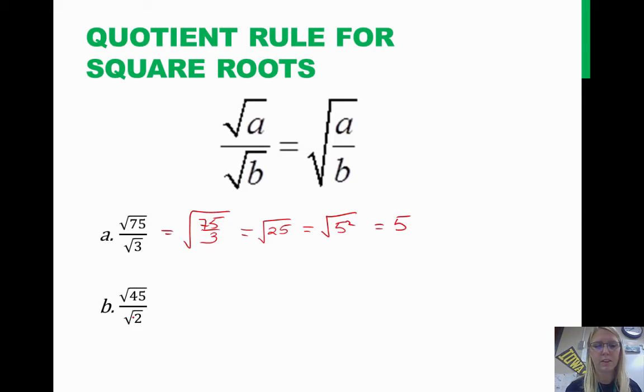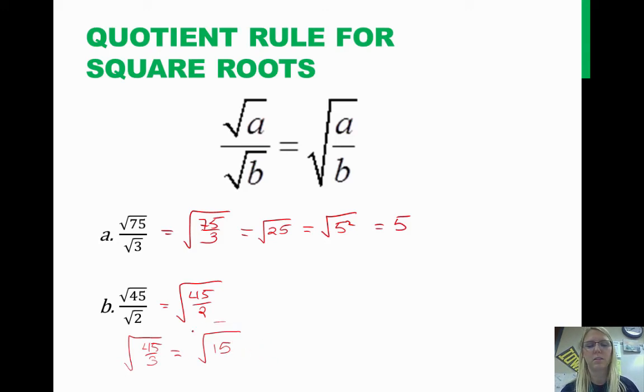Now, on this one, I think this one was supposed to be a 3. I'm not sure. But if it isn't, let's just leave it the way it is. I'm going to say the square root of 45 divided by 2. Now, I can't really reduce that because 2 does not go into 45, so we would leave it just like this. Say, for instance, it was 3, though. We'll take the square root of 45 divided by 3. That would be the same thing as saying the square root of 15. And since 15 is 5 times 3, there's nothing doubled in that. It's going to be this by itself.